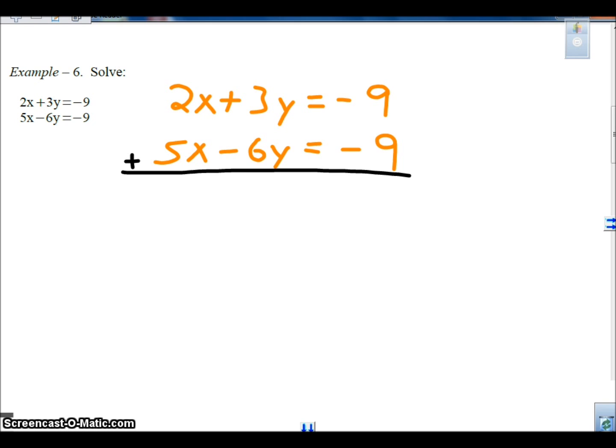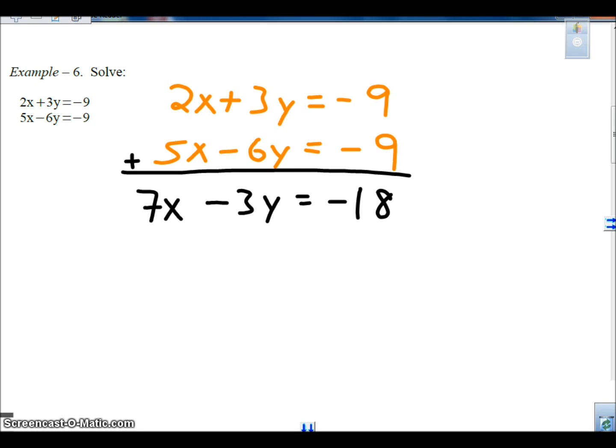We get 2x plus 5x, which gives us 7x. We get 3y minus 6y, which gives us negative 3y. And on the right-hand side, we get negative 9 plus negative 9, which is negative 18. And the addition principle tells us that these have to be equal to each other. So we get 7x minus 3y is equal to negative 18.